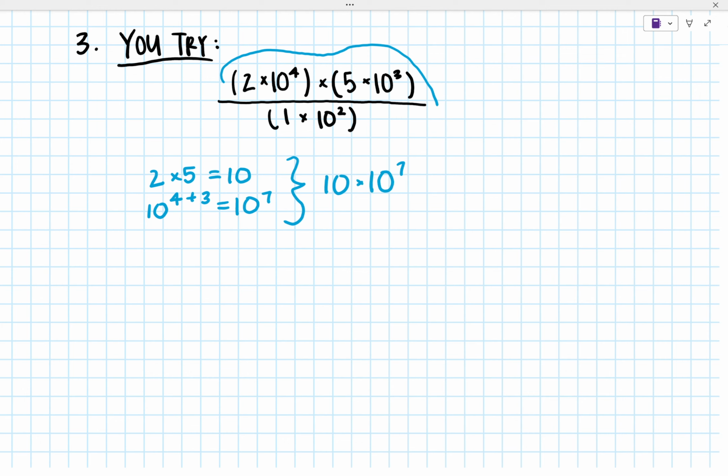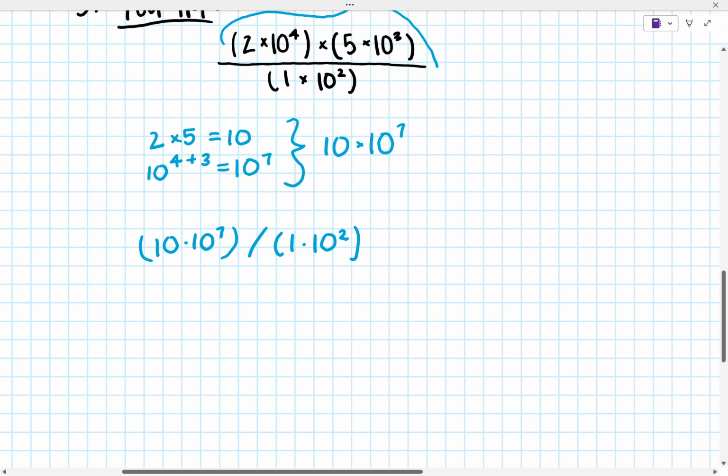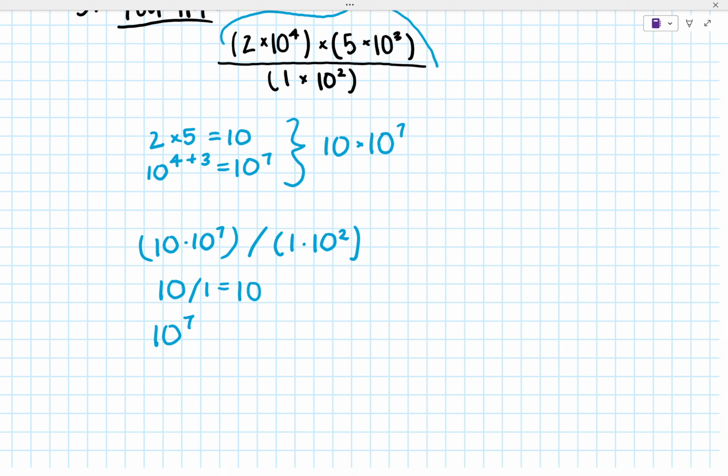Okay, and then let's rewrite this out. We're going to divide our coefficients. 10 divided by 1 is still 10, and then 10 to the power of 7. Because this is dividing, we are going to subtract our exponents, which will equal 10 to the power of 5. So when we combine these, it will be 10 times 10 to the power of 5.